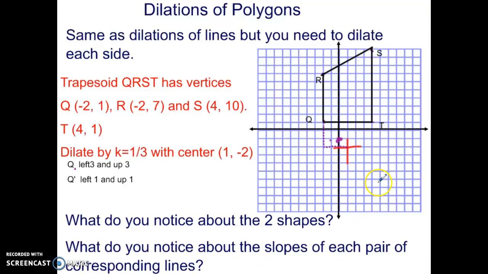If I look at R, R is left 3 and up 9. So that means that R prime is going to be 1/3 as far. So it's left 1 and up 3. So when I go to put my R prime in, it's going to be left 1 and up 1, 2, 3. So it's right here. Likewise, T is going to end up being right here, and S is going to end up being right here by the same process.